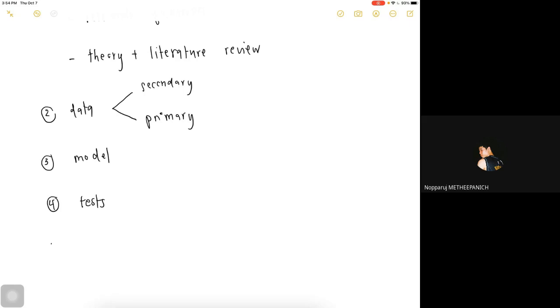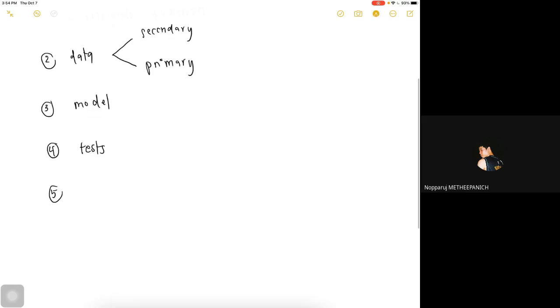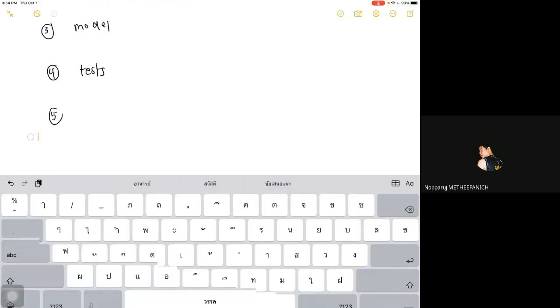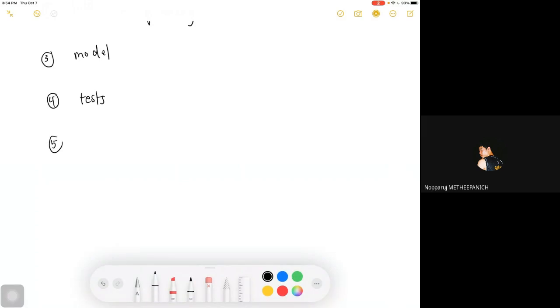Okay, and then the last one is about the analysis and conclusion, right? I am sorry for my neighbor's rooster, if you can hear that. Oh.